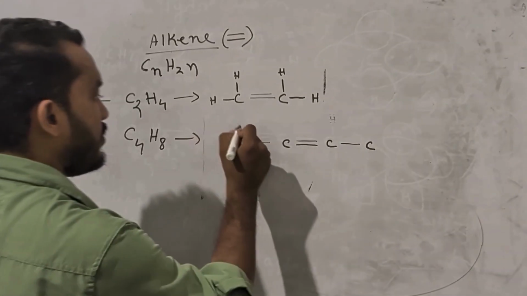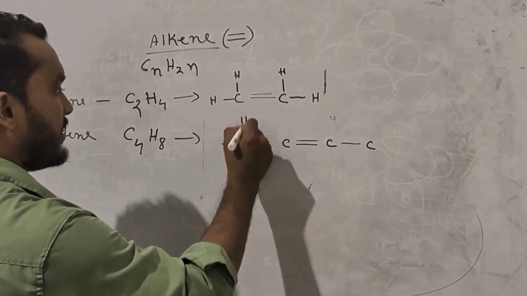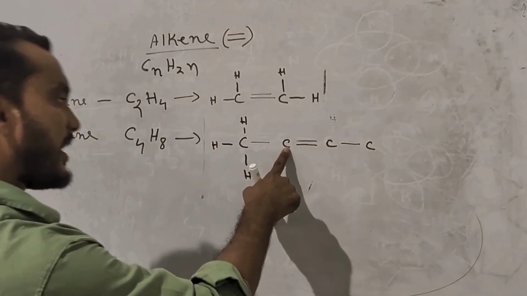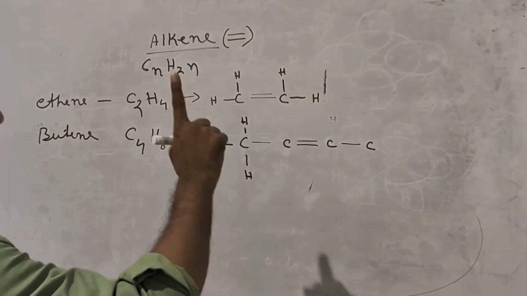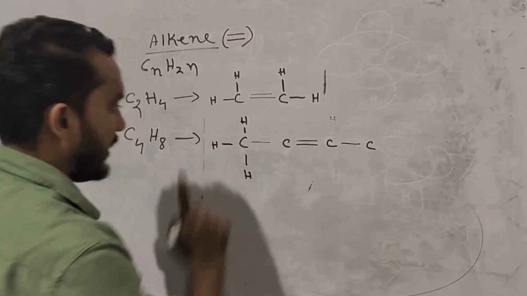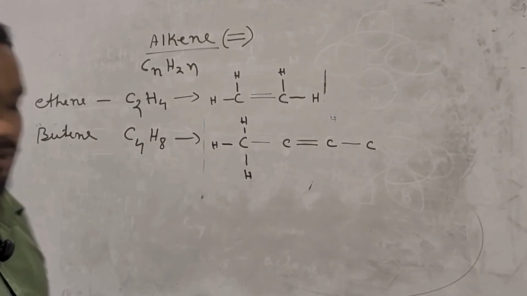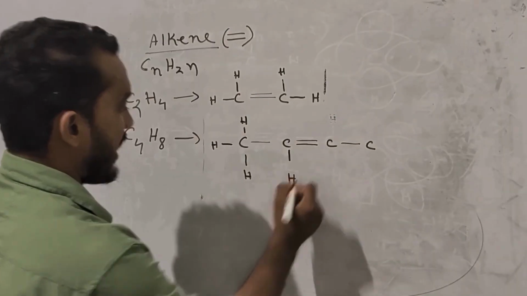So 1, 2, 3. Put hydrogen here, put hydrogen here. Now you check this carbon, surrounding it you need to say the total bonds here are 1, 2, 3. Then only one bond I can add. So one bond I am adding here and I am putting hydrogen here.